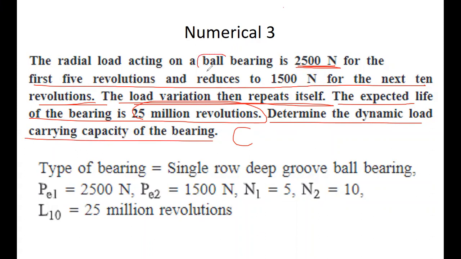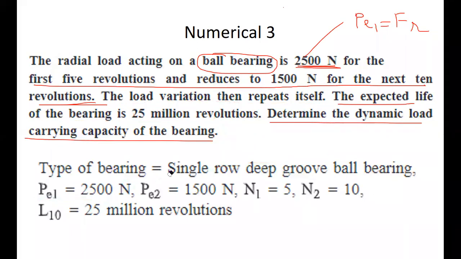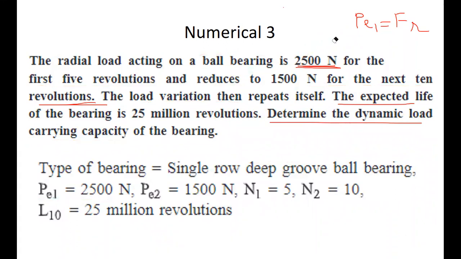The noticeable thing is that it is a numerical of a single row deep groove ball bearing. P1, see again, everywhere just one load is given. So whatever is our radial load, the same load will be our equivalent load. So P1 is 2500 Newton, P2 is 1500 Newton. N1 and N2 are also given to us. How did we come to know?